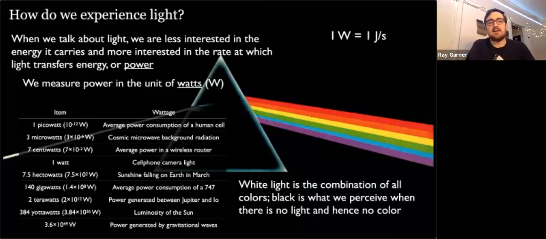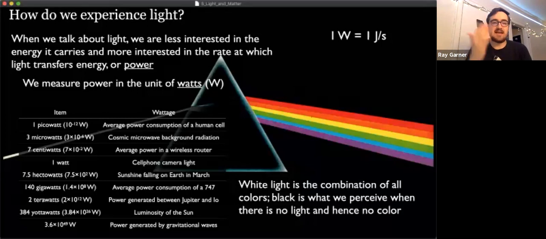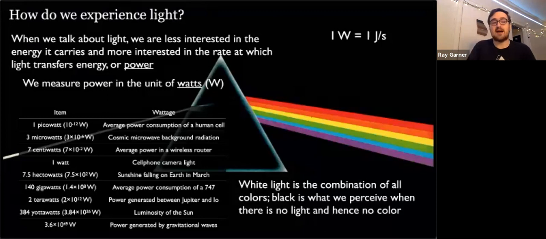So here in this little table, I've got a whole list of different orders of magnitude of wattage, all the way from a picowatt, which is the average power consumption of a human cell, that's 10 to the minus 12 watts, to just 1 watt, which is about a cell phone camera light, all the way up to one of the largest wattages we've ever measured, 3.6 times 10 to the 49 watts, which is the power generated by our first gravitational wave detection back in 2015.